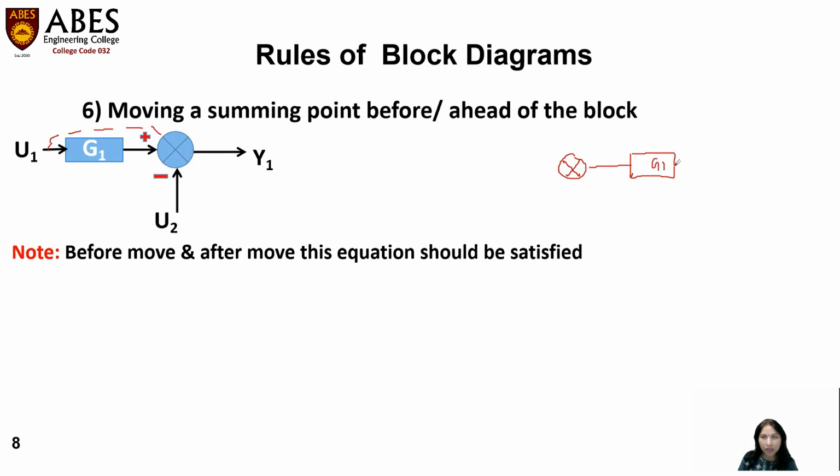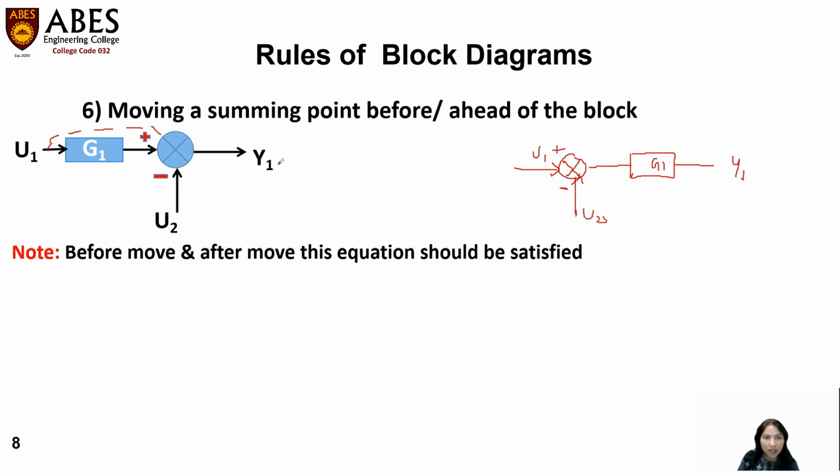This block is having gain G1, right? Input is coming as U1, and this is also having an input of U2. This is having the polarity minus and this is positive. First, you all draw this as it is, and move this summation point just ahead of the block, right?